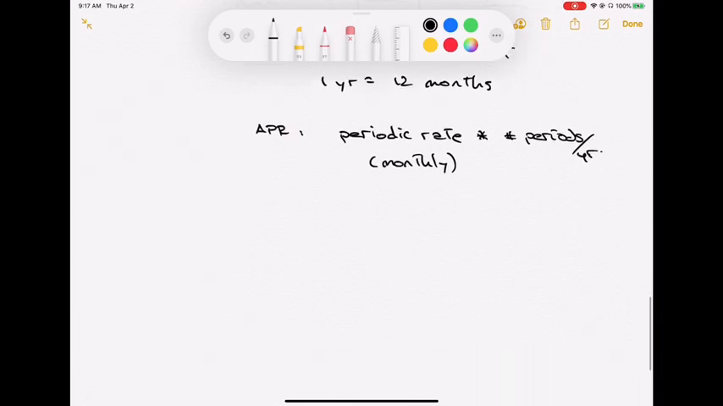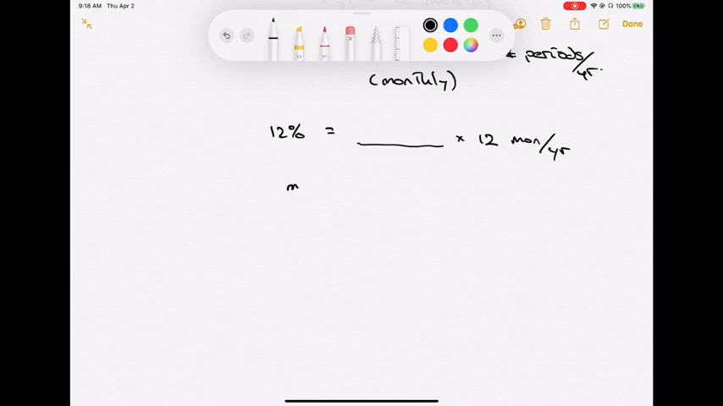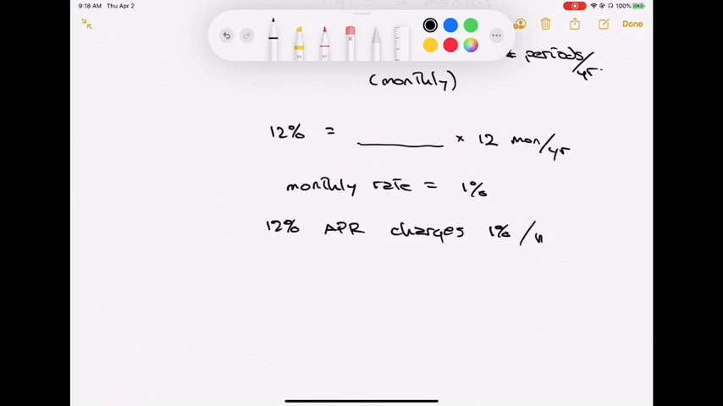So if I was going to convert that in this particular case, we know that the APR was 12%. That's going to be some periodic rate times 12 months per year. There's a reason I picked 12% on the left side, because I know 12 by 12 is something really simple. So my monthly rate is equal to 1%. So a 12% APR charges 1% per month.